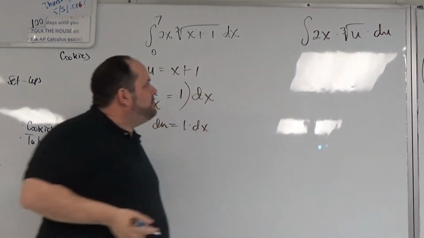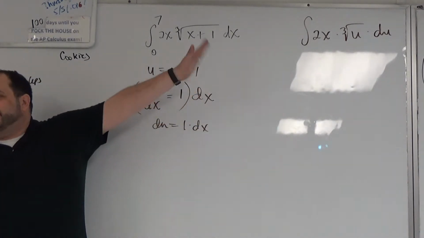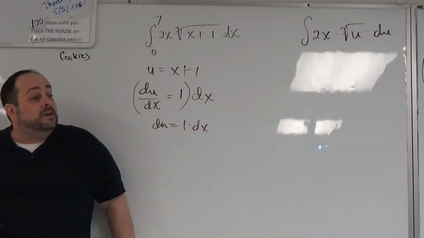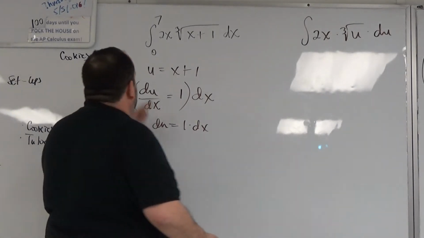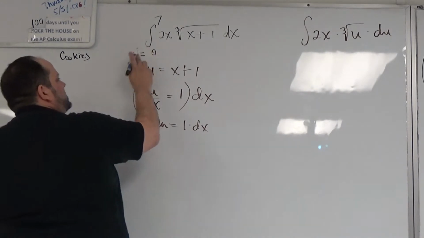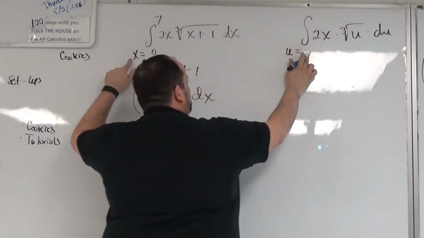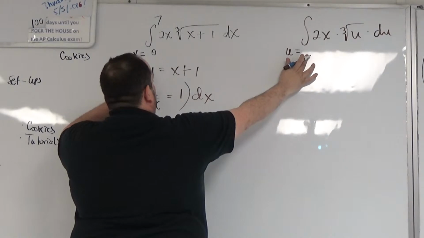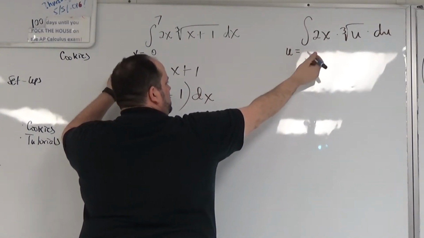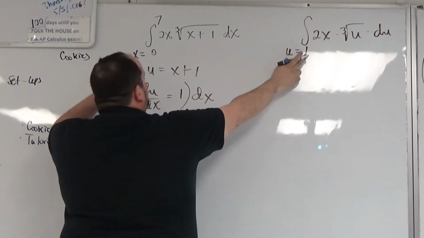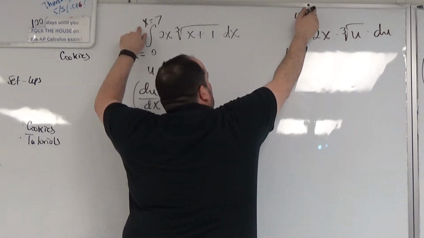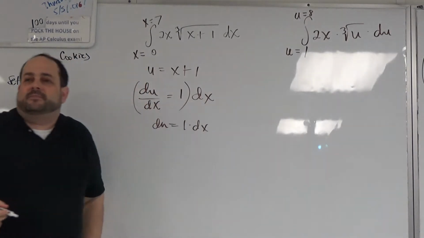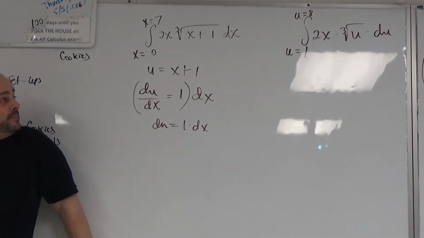Now, the best papers that I've seen out there, they didn't stop there. They knew that they also had to change the limits of integration. Maybe that's becoming a natural thing at this point, right? Over here, x is equal to 0, and if u is equal to x plus 1, when x is 0, u is 1. If x is equal to 7, u is 8. And now we have a problem.